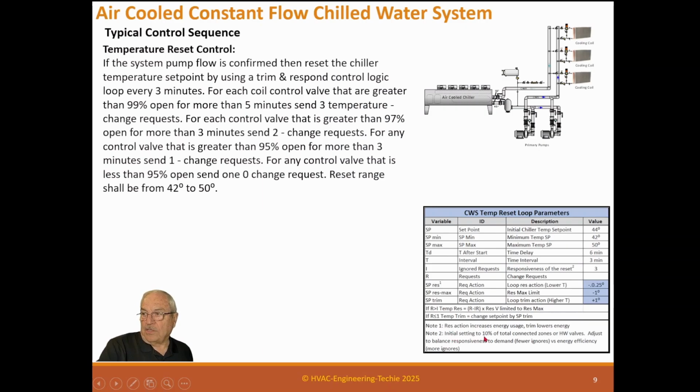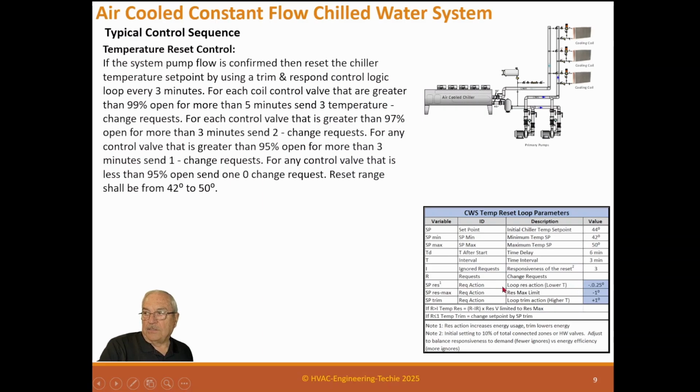It says initial setting to 10% of total connected zones or hot water valves, or chill water valves. Adjust to balance responsiveness to demand, fewer ignores, versus energy efficiency, more ignores. So if you ignore more, you're going to have energy efficiency. In other words, you're not going to lower the water near as fast. Change request, that's the actual change request that your system develops.